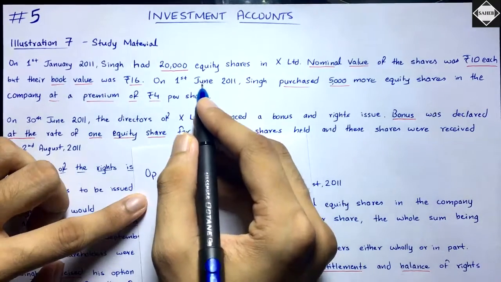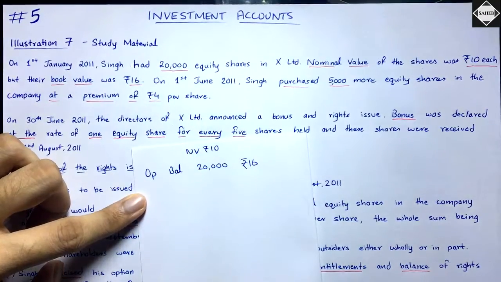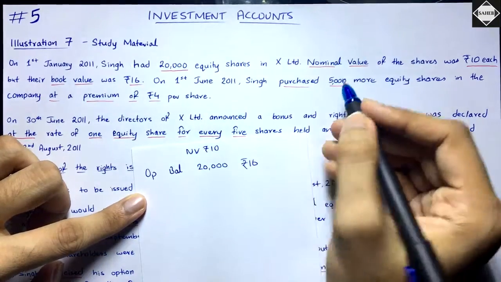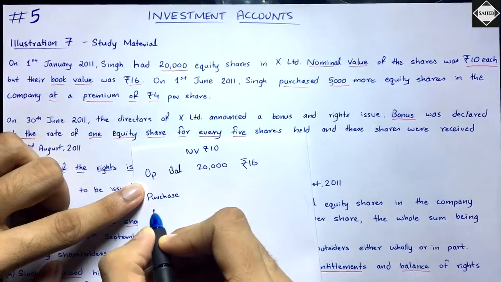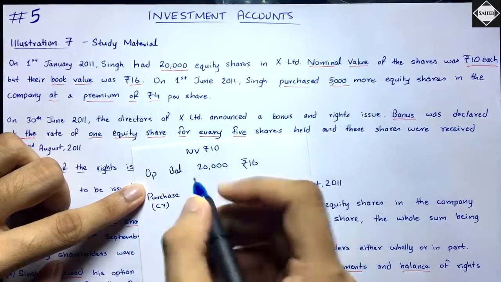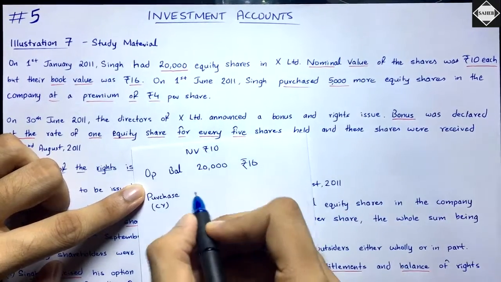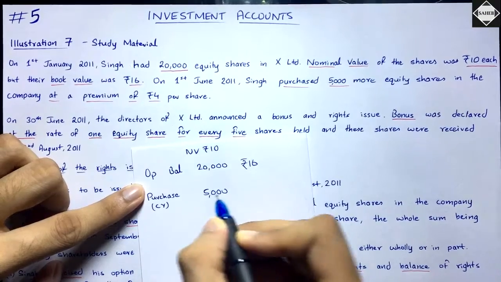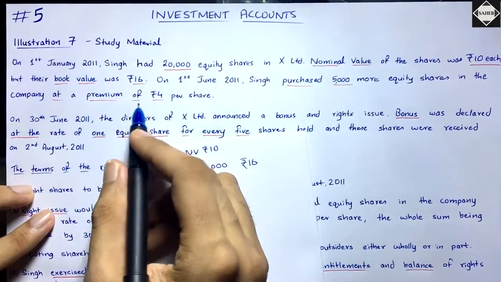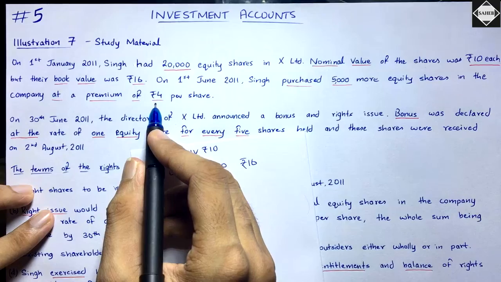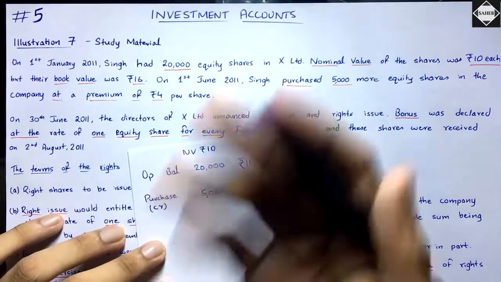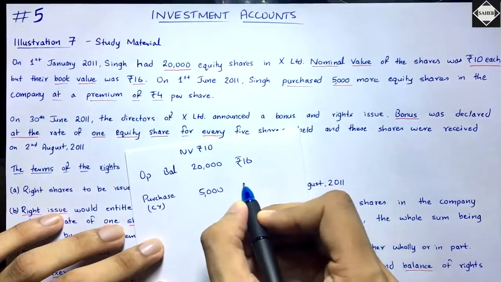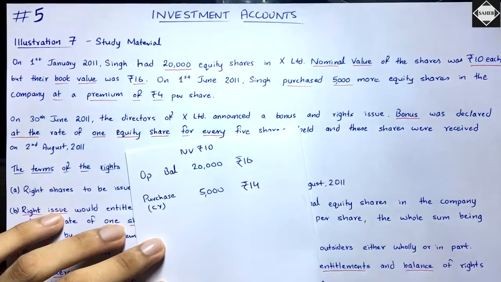On 1st June 2011, Mr. Singh has purchased additional 5,000 shares. So, purchase in current year. He has purchased 5,000 shares, and at what price? At a premium of rupees 4 per share. Premium on what? Premium on the face value, over the face value. So he has purchased it for rupees 14, isn't it?